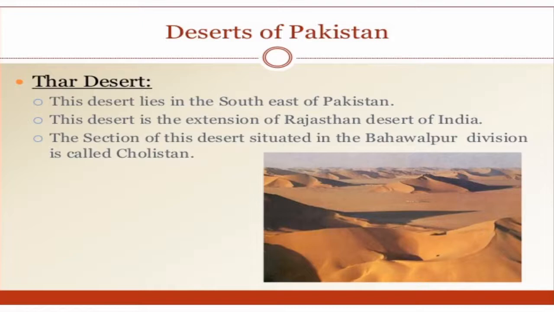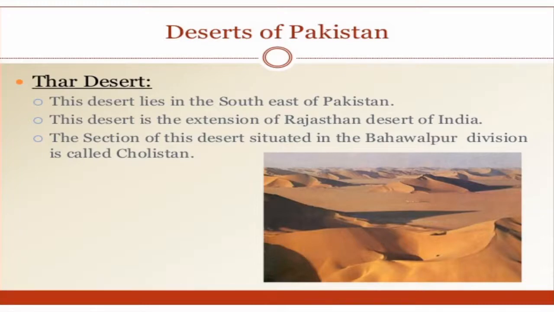And one more thing which you have to note down is that the section of this desert situated in Bahawalpur division is known as Cholistan Desert. It means the next desert which we are going to discuss is Cholistan Desert, and the part of Thar Desert which is situated in Bahawalpur is known as Cholistan Desert. You can say that Cholistan Desert is the extension of Thar Desert, and Thar Desert is known as one of the most friendly deserts.